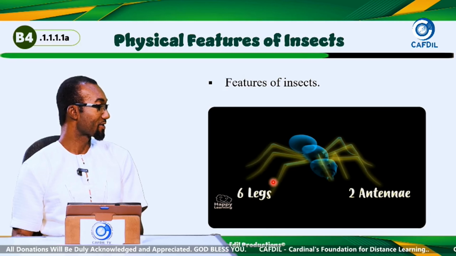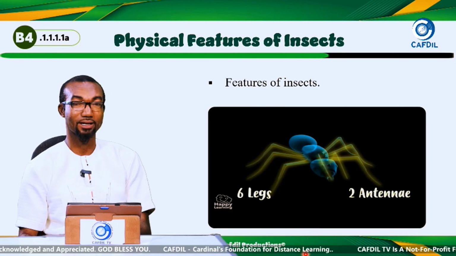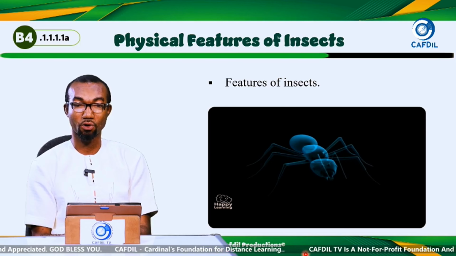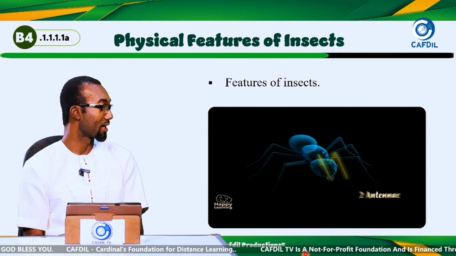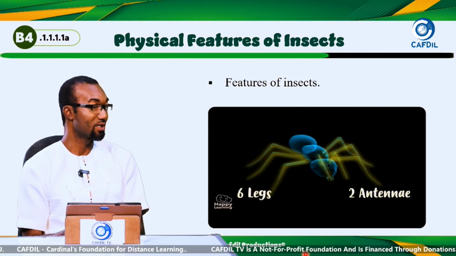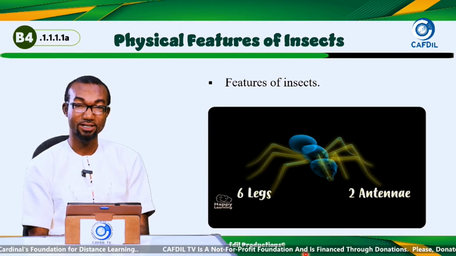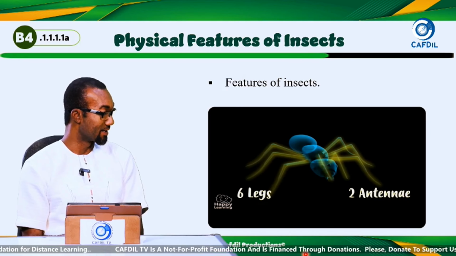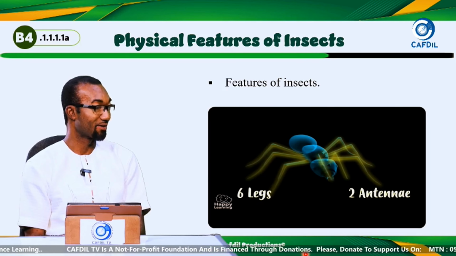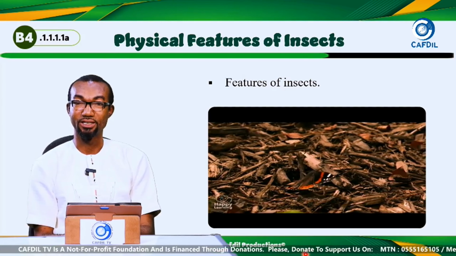So, and they also have 6 legs as a feature, and then they also have 2 antennae that they use as sense organs. So these are some of the physical features too of insects.